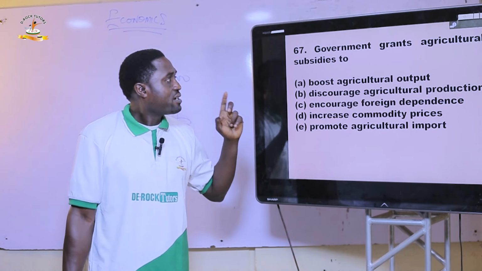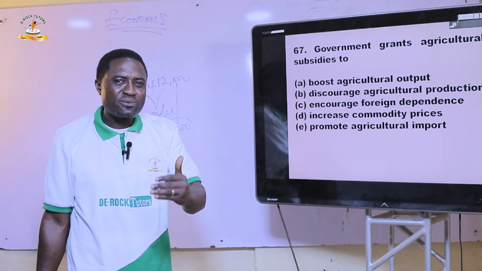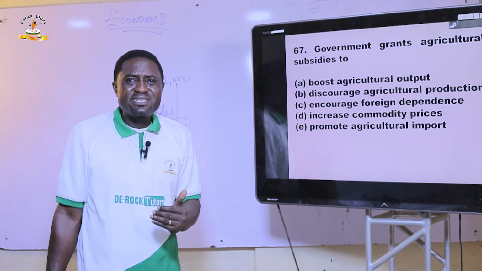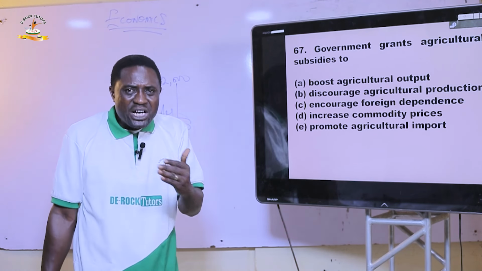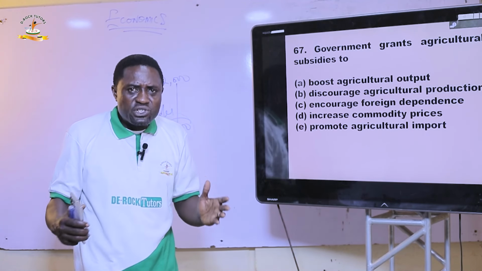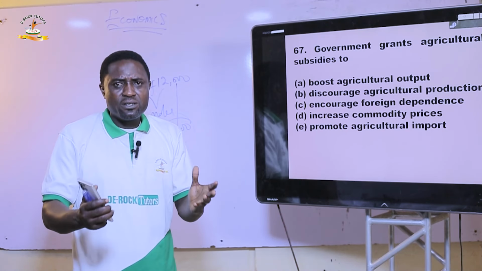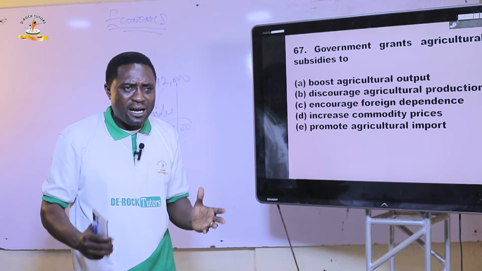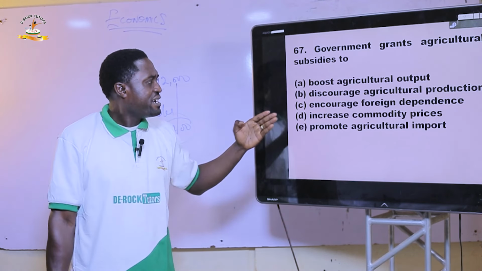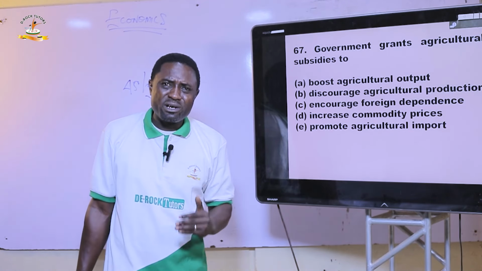Government grants agricultural subsidies to do what? Subsidies in form of what? It can be improved seedlings, it can be fertilizers, it can be tractors, it can be farm machines, and the likes. All these are actually given to boost farm production, to boost agricultural production. So the options: boost agricultural output, discourage agricultural production, encourage foreign dependence, increase commodity prices, promote agricultural import. It is to boost agricultural output.